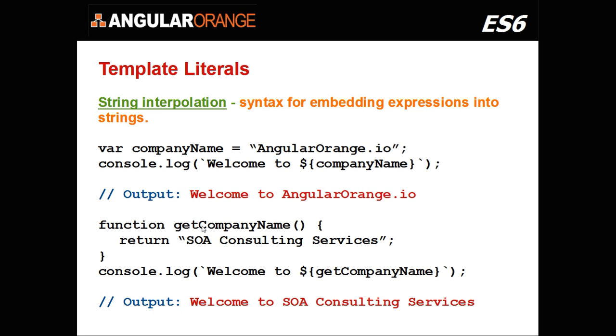You could also call a function. Suppose you have a get company name function and you return SWA Consulting Services. You could say welcome to and just do a $ left curly bracket, right curly bracket, and put the function name. And the function would get invoked and the expression would be evaluated and you'd output the string.